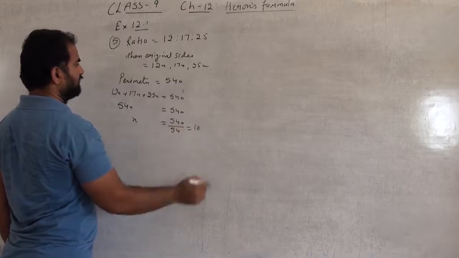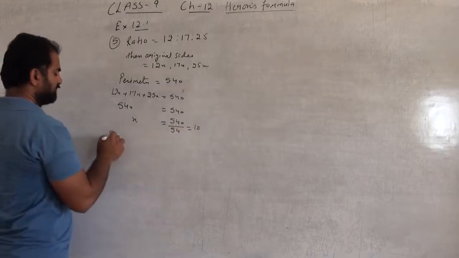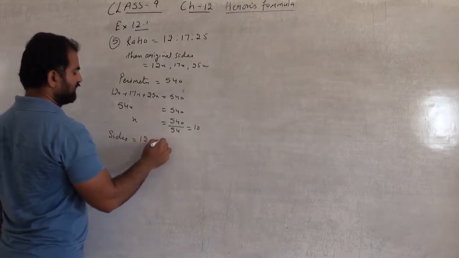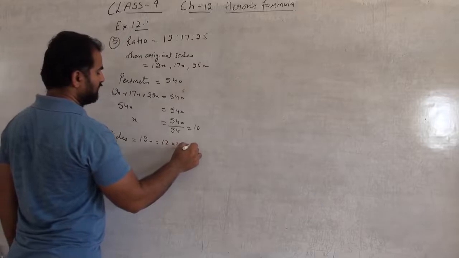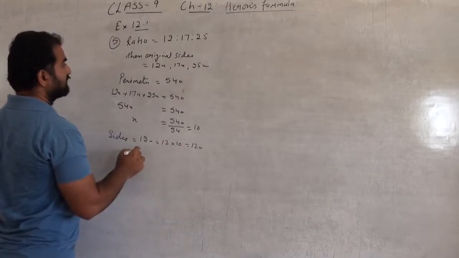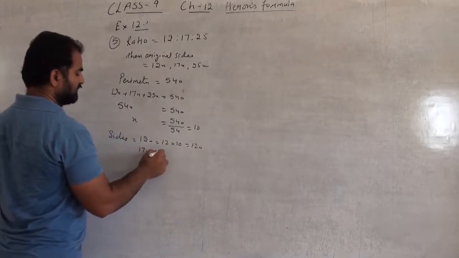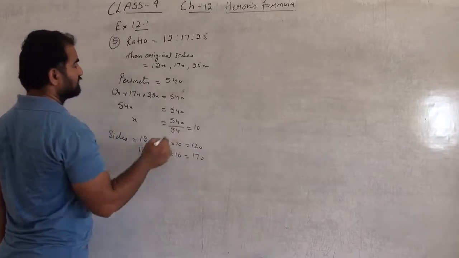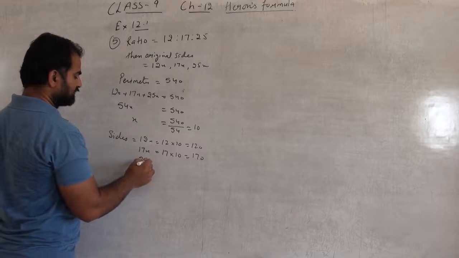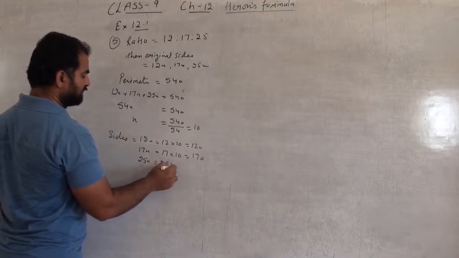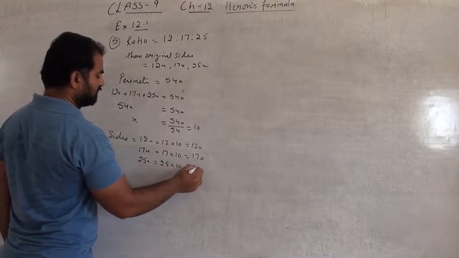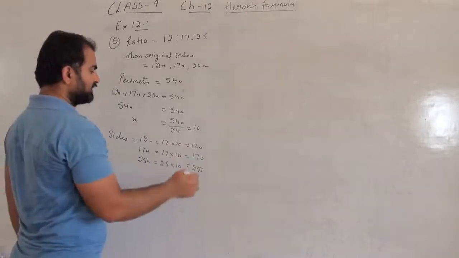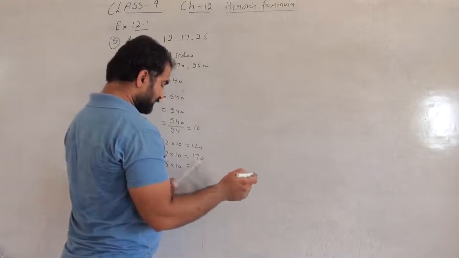It will be 10. So the sides will be 12x equals to 12 into 10 equals to 120. Next side was 17x equals 17 into 10 equals to 170, and the third side will be 25x equals to 25 into 10, which will be 250. Done. We got all the sides, centimeter, centimeter, centimeter.